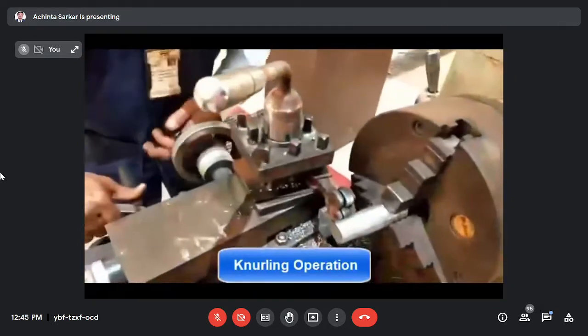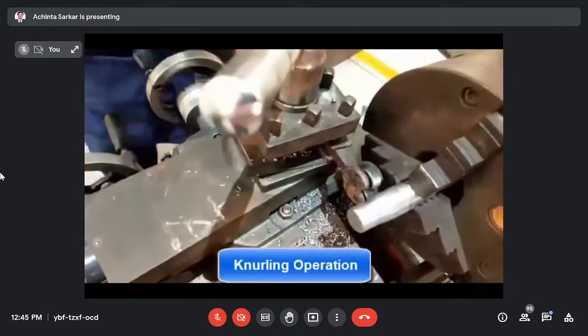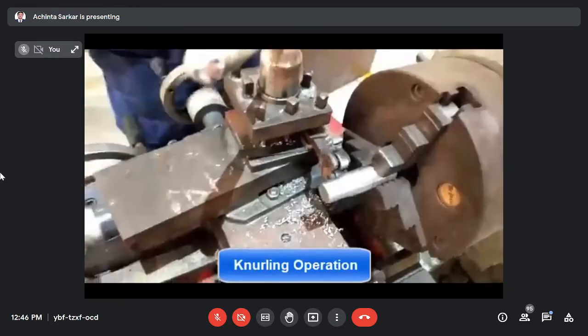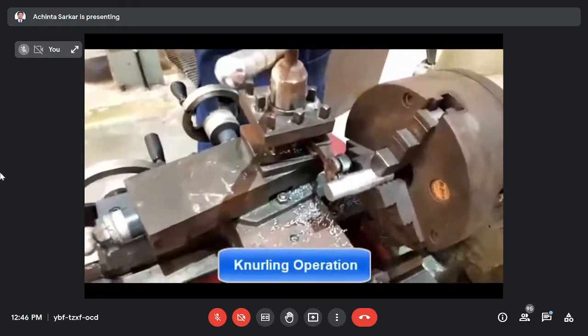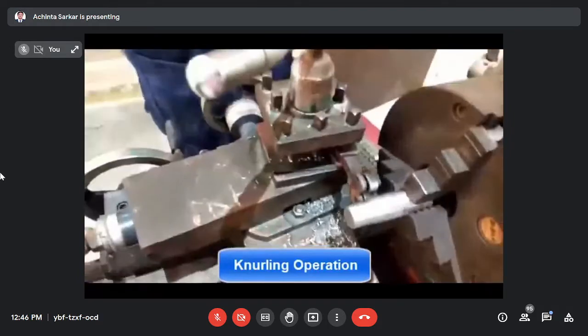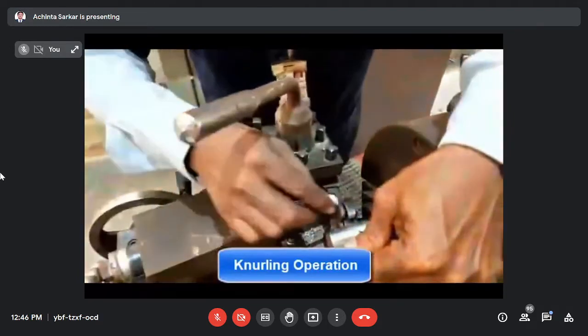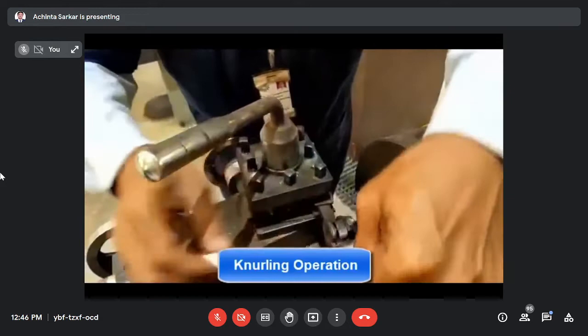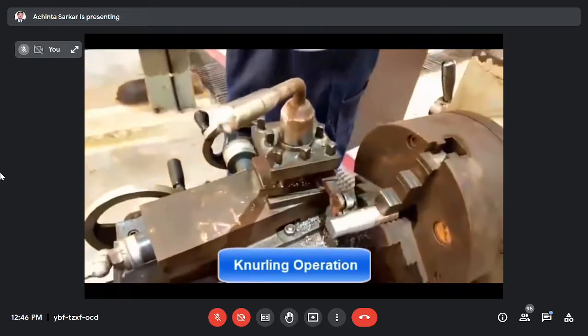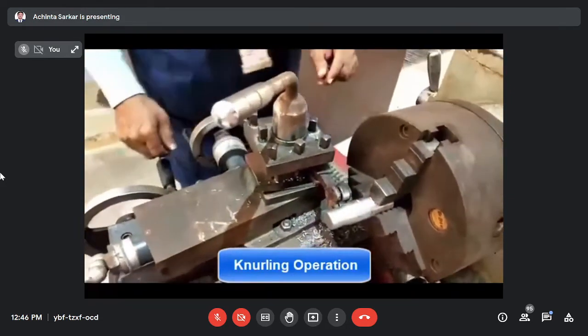After the taper operation, you have to mark 10 mm. Mark 10 mm by vernier, using chalk. On the 10 mm, you have to do the knurling operation.